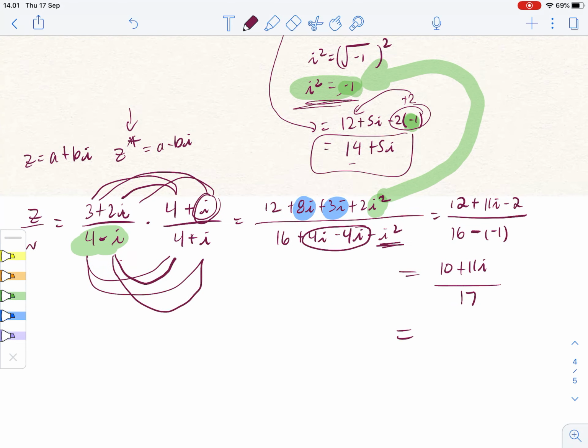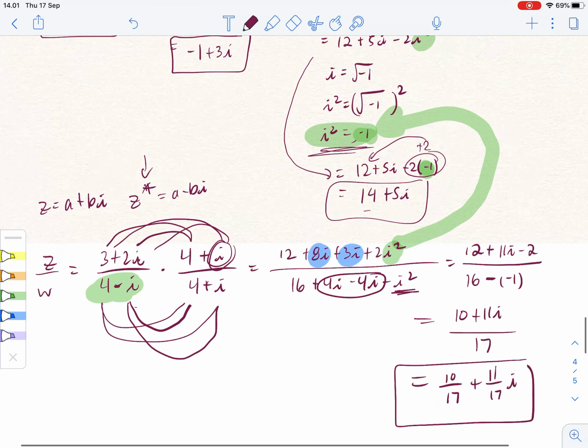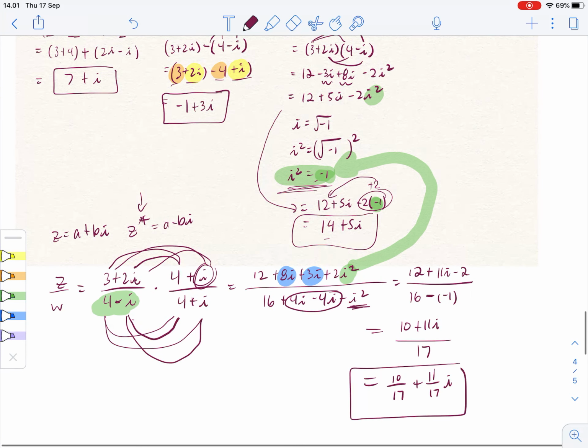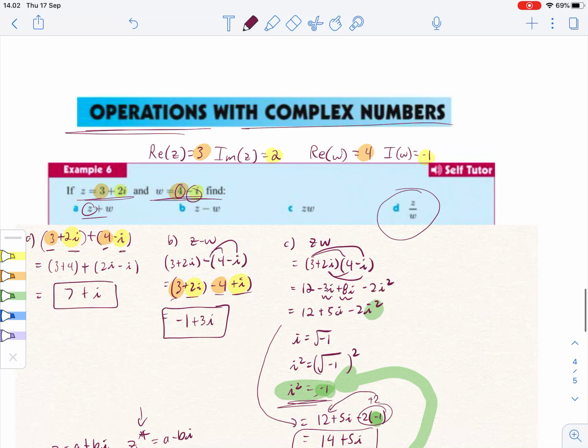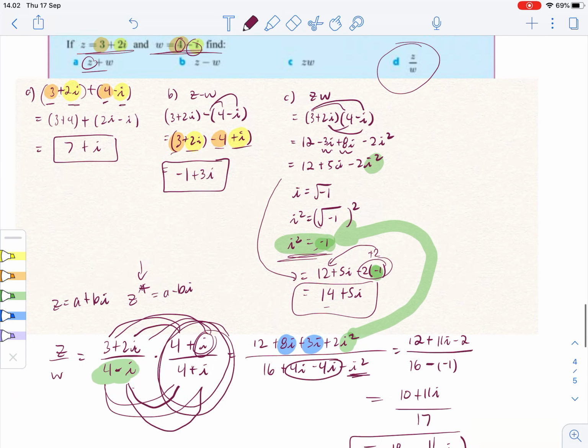And if you really wanted to, and this is what I expect actually, you want to make sure you split it into the real and the imaginary. So the real part is 10 over 17 plus the imaginary part is 11 over 17 i. Final answer. So when you divide, you multiply by the complex conjugate over itself. And that's operations with complex numbers.